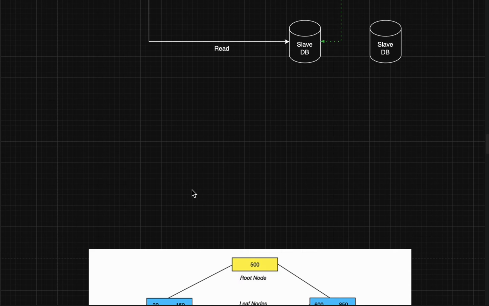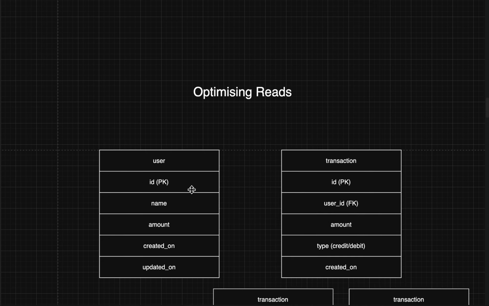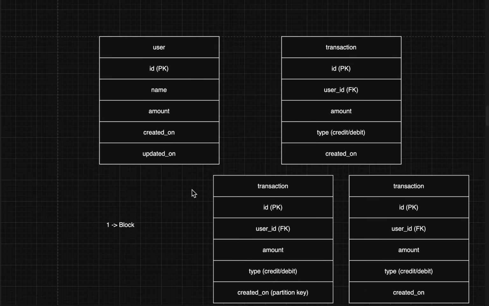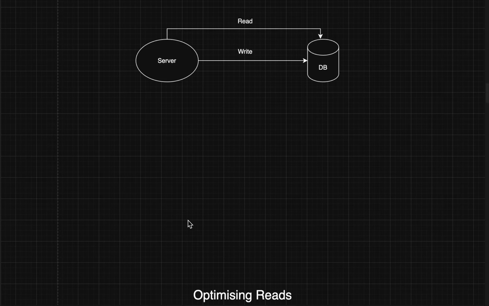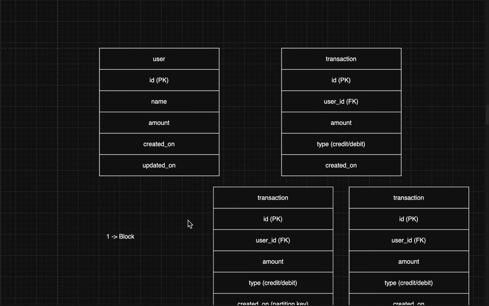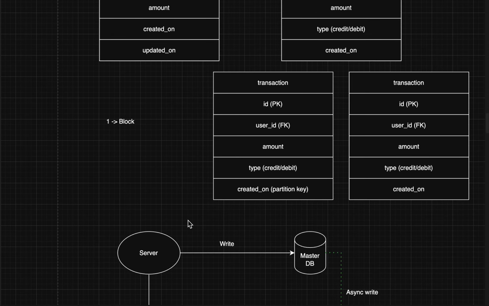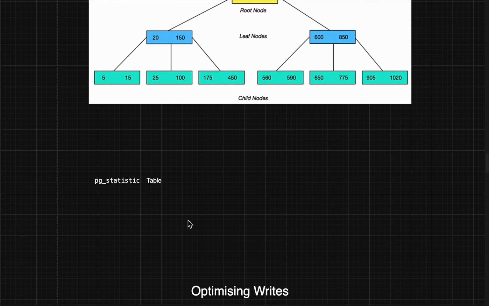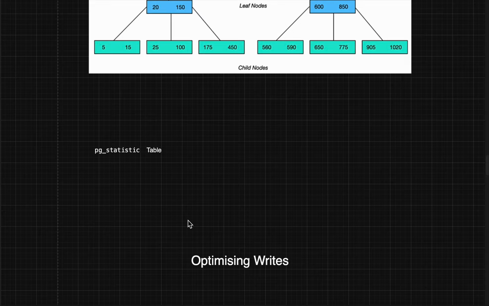Okay, now coming forward, I think all the read optimizations are clear now. We have done partitioning, we have created indexes, we have created read replicas. I think that's more than enough to optimize a SQL DB when we talk about reads. Now let's come to optimizing writes. Write optimization is very important.